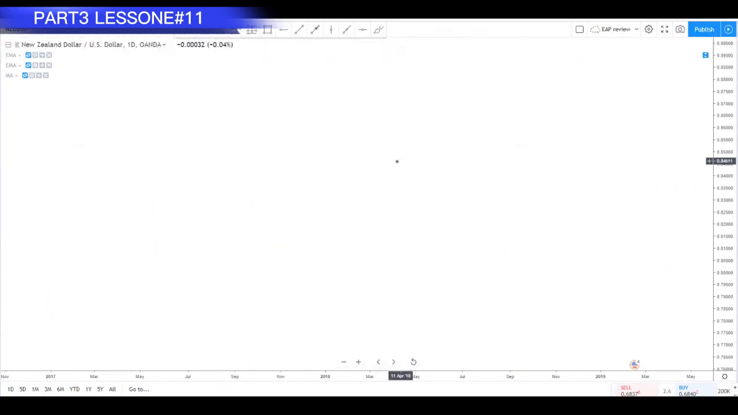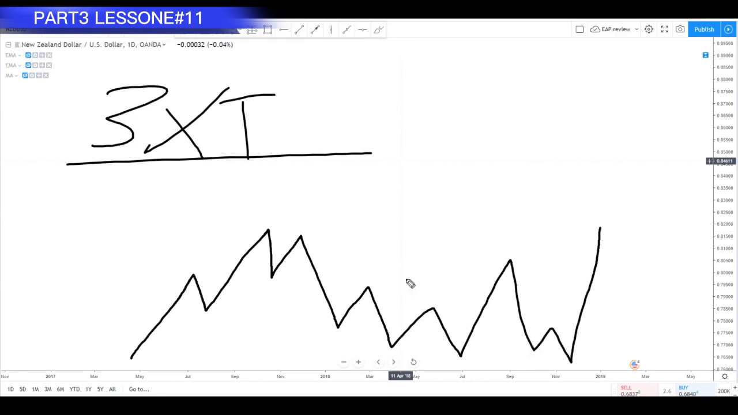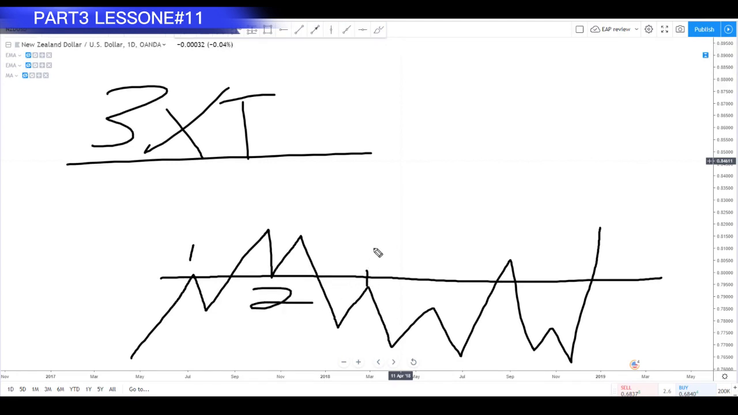What is 3XT? 3XT just stands for the fact that we're looking for a level of structure that's been tested at least 3 times. So what would that look like on a chart? Probably something like this. Right in here would be the level that's tested more than 3 times. We have 1, 2, this would be 3, and a possible 4 here for resistance.